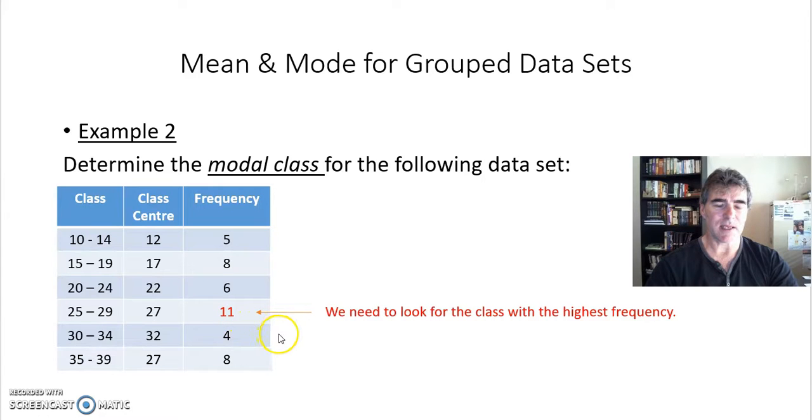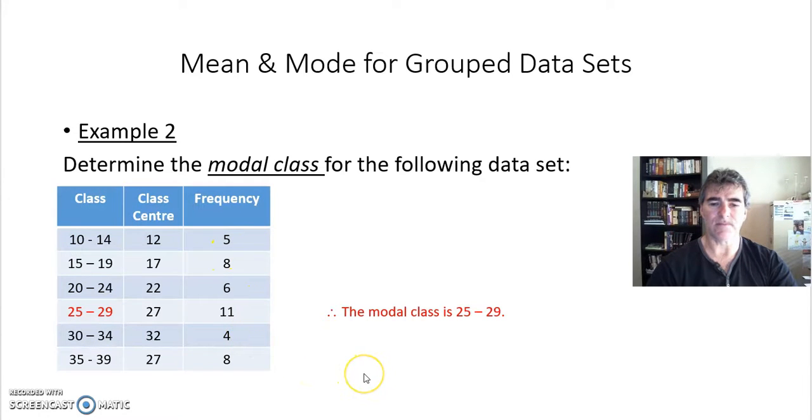That class ends up being the modal class. So there is our modal class, 25 to 29, and we can now answer that question. Therefore, the modal class is 25 to 29. Not the class center, our actual class. So just be careful with that. And the modal class is pretty easy, just like finding the mode as well. But you need to make sure you organize your data first into a table, and it makes it a lot easier with your frequency wise.